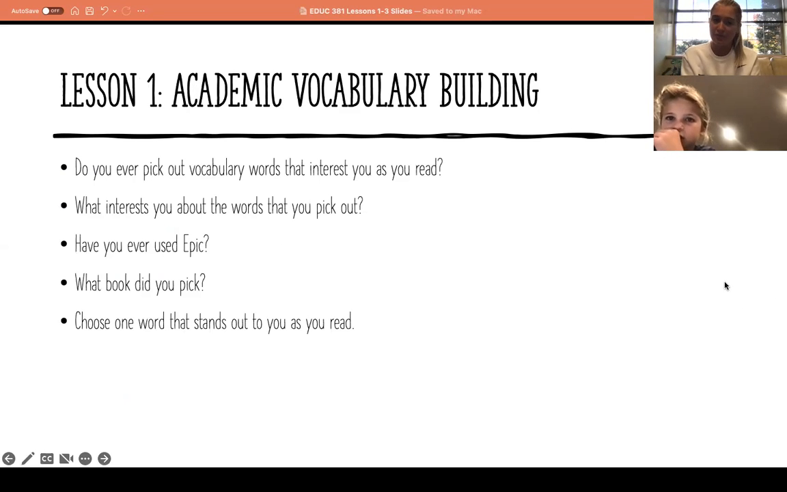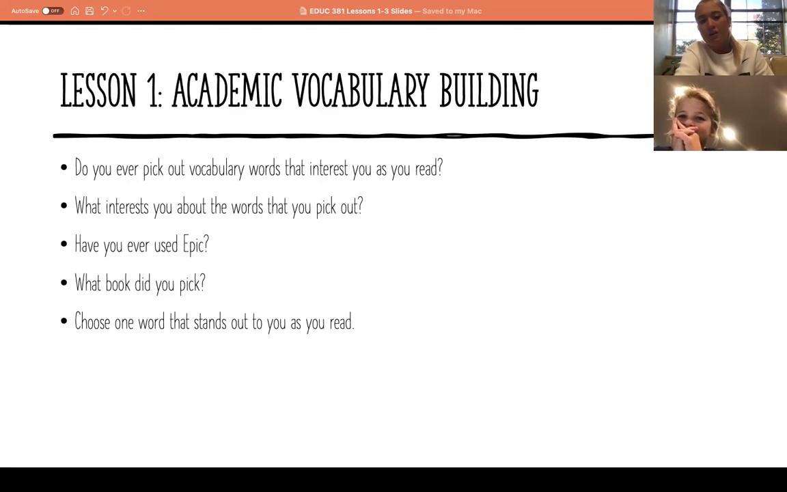Okay, so the first lesson that we are going to be doing is academic vocabulary building. For this one, we are going to be using EPIC. Have you used EPIC before? Yeah. Okay, awesome. Can you access EPIC on your computer? I don't know. This is an iPad. Oh, okay. So I'll pull up EPIC and then you can choose a book when it's time. Okay. These are some questions that I'm going to ask you before we start our lesson.